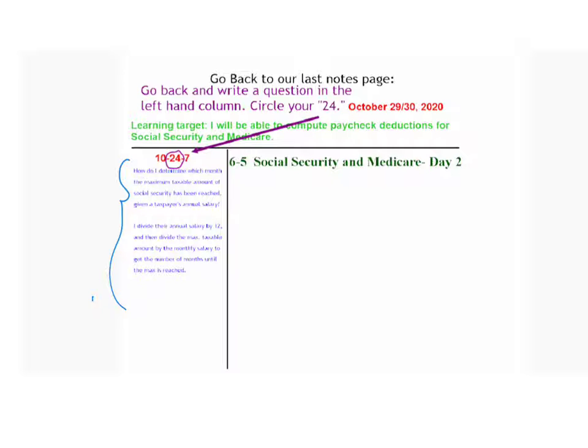Get that question or a question of your own preference down. Circle your 24, and hopefully your 10 is already circled. Remember, when you're watching this video, you can turn it off, do your notes, and then turn it back on.